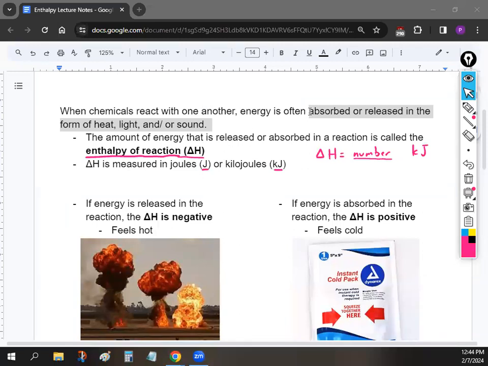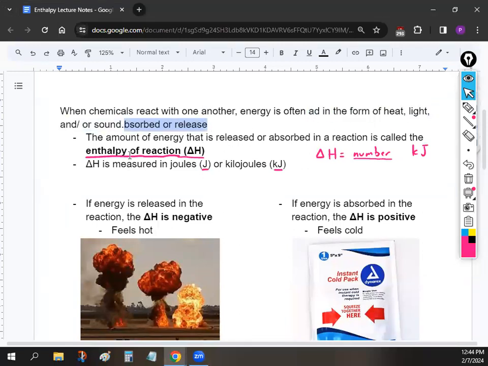So again, energy is absorbed or released. We call that the enthalpy of the reaction. And the symbol for that is delta H. And it's going to be a number and then kJ or kilojoules behind it.